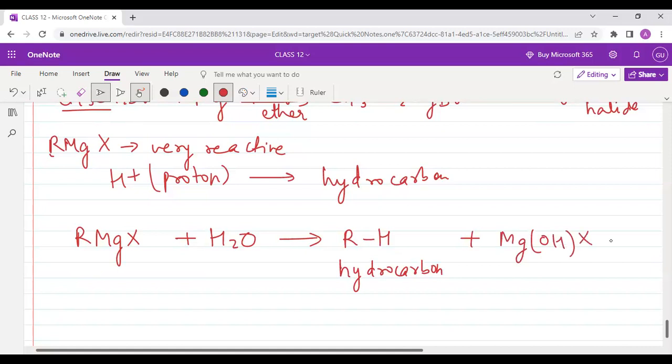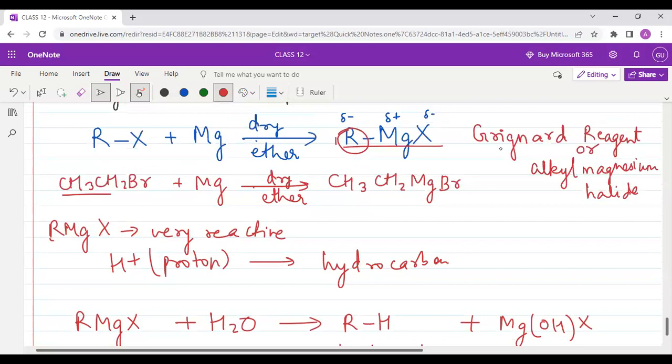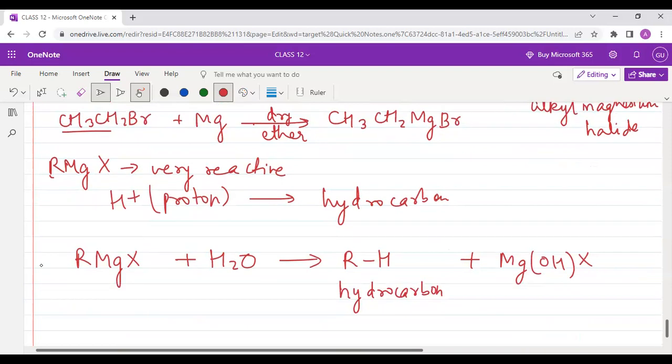So that's why we have to perform the reactions of Grignard reagent in dry conditions. That's why we are using dry ether here. We should avoid moisture because if it combines with a source of proton, it will form hydrocarbons. So the reaction is carried out in dry ether and we have to avoid even a small amount of moisture. This reaction can also be used as a method for forming hydrocarbons from Grignard reagent, right? Yes.